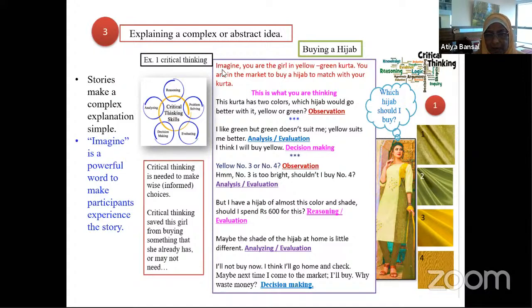And here, this one word, I want you to focus your attention on: imagine. This is a very powerful word to make participants experience the story. So imagine you are the girl in this. Imagine you are the father of this boy. It doesn't matter if you are talking to boys or girls. If you tell boys, imagine you are the mother, they'll laugh, they'll giggle, but that's okay because we are engaging them emotionally. So it's fine. But imagine is a very powerful word. It makes participants experience the story.